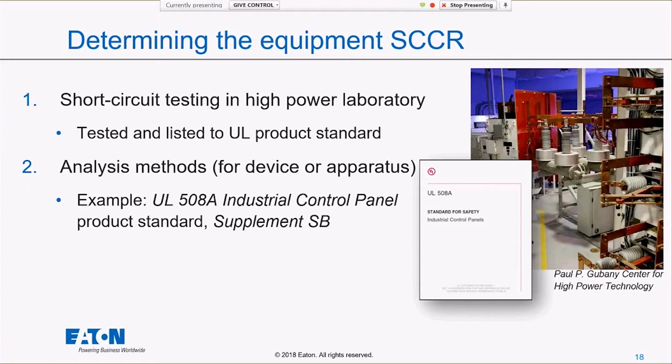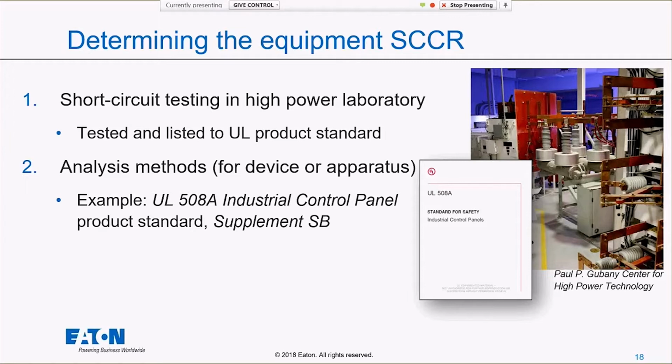You build a piece of equipment, you ship it to UL, you pay them a lot of money, and they zap it with a lot of current. If it doesn't create a fire, projectile, or shock hazard, you have a short circuit current rating for that piece of equipment. This is a fantastic method of figuring out short circuit current rating if you build the same thing over and over again, right? Because you can build it once, test it once, and have a listing that'll work for all of your products.